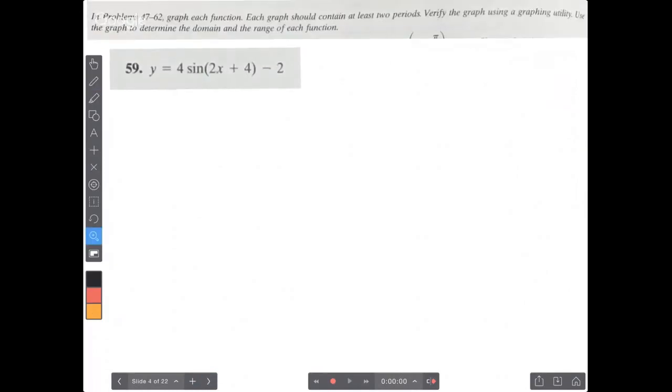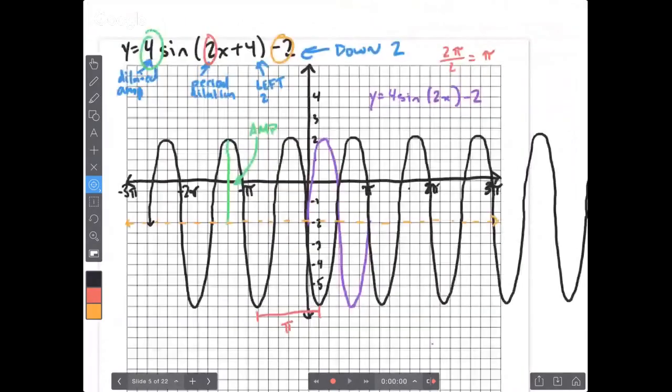Let's see. It said graph each function. Each graph should contain at least 2 periods. Verify the graph and determine domain and range. So we've already checked it with Desmos, so we did that. And domain and range.